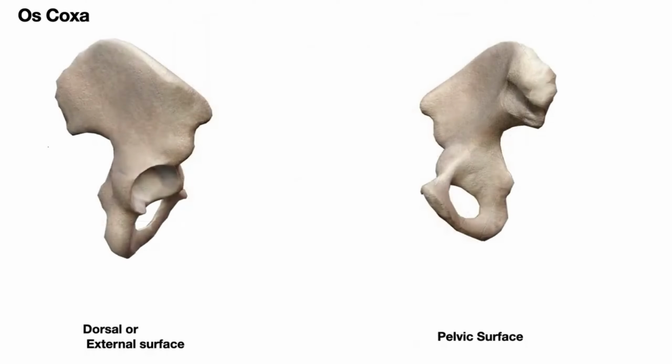So if we take this view here, dorsal or external surface on the left, pelvic surface on the right, we can now label some of these bony landmarks. So this bony landmark here on the dorsal surface, that's right, posterior gluteal line. The posterior gluteal line. And then here, that's right, anterior gluteal line. Anterior gluteal line. Os coxa.